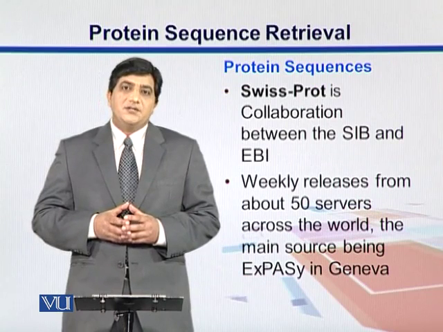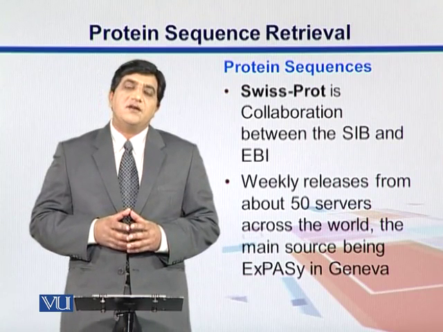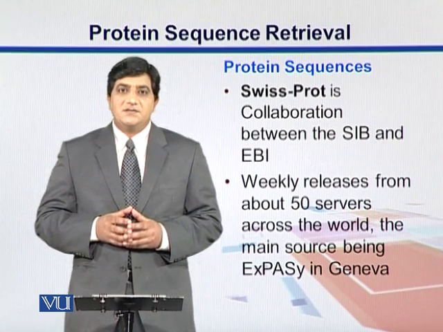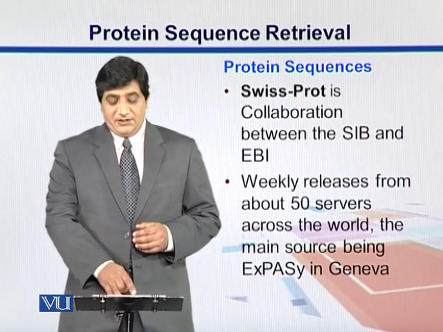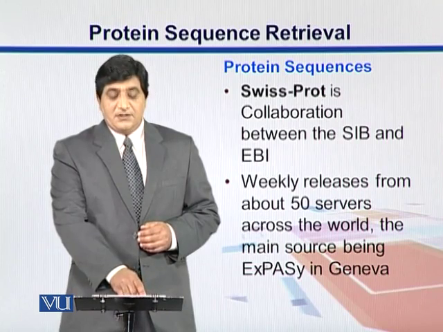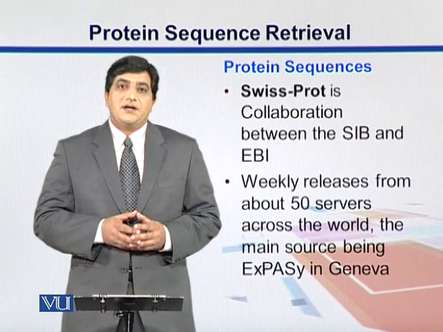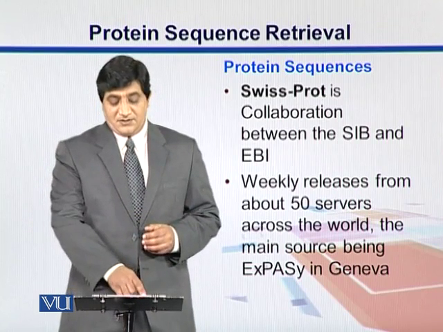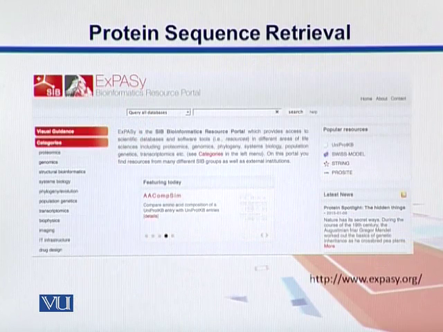SwissProt is a collaboration between the Swiss Institute of Bioinformatics and the European Bioinformatics Institute. It is released weekly from 50 servers across the world, and mainly it is controlled by ExPASy, which is the main server in Geneva. Here is the page for ExPASy, and you can find different structural alignments. You can find different proteomics data. We can also have genomic data in it.